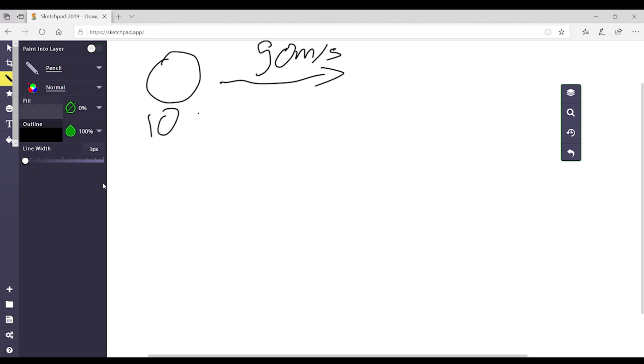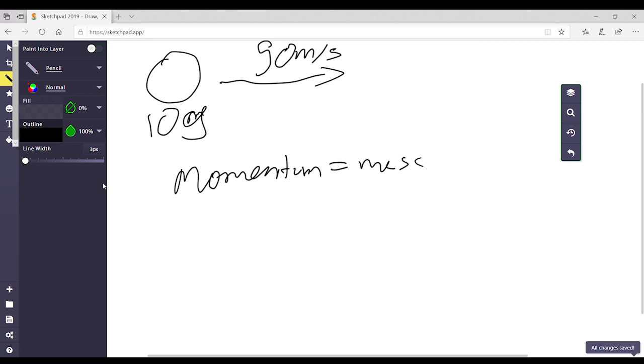Now this could be 10 grams, and momentum equals mass times velocity. So the difference is that momentum is mass times velocity, and force is mass times acceleration. So this ball would not have any force, but it would have momentum. And the ball from before would have force, and it would also have momentum, because it also has a velocity.